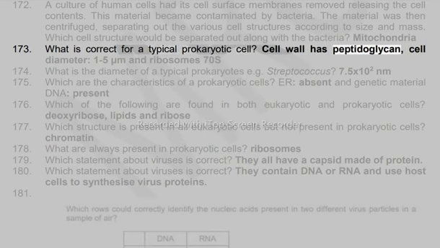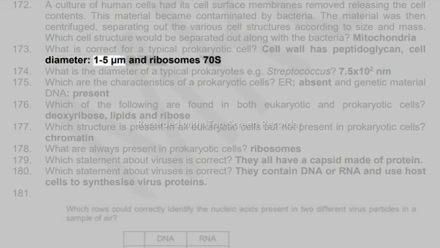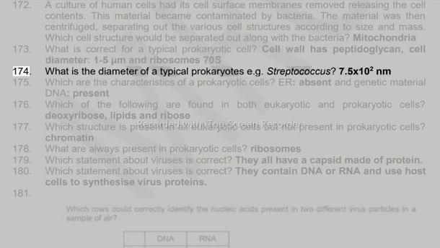173. What is correct for a typical prokaryotic cell? Cell wall has peptidoglycan, cell diameter 1 to 5 micrometers, and ribosomes 70S. 174. What is the diameter of a typical prokaryote, e.g. Streptococcus? 7.5 × 10² nanometers.